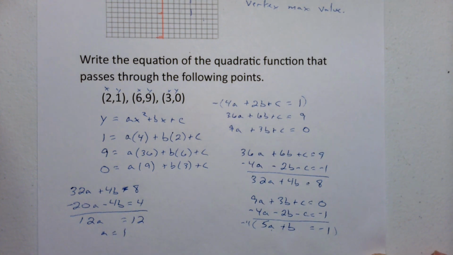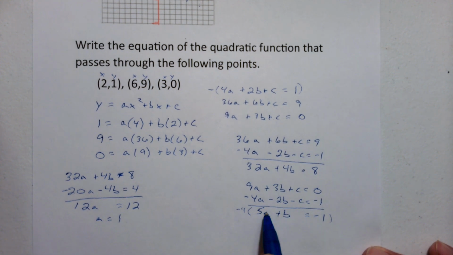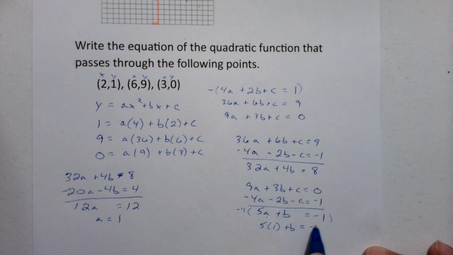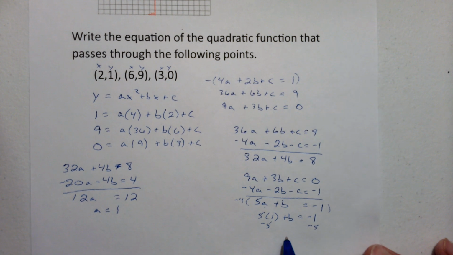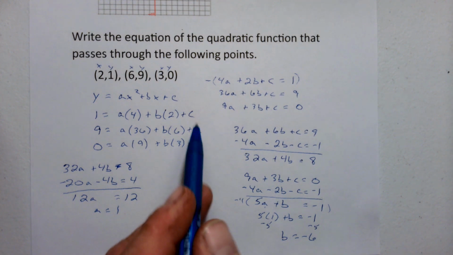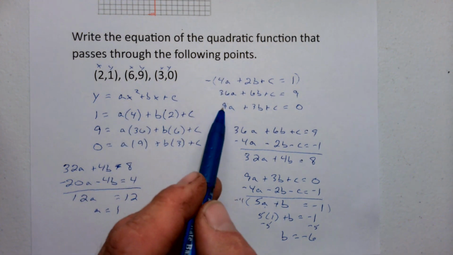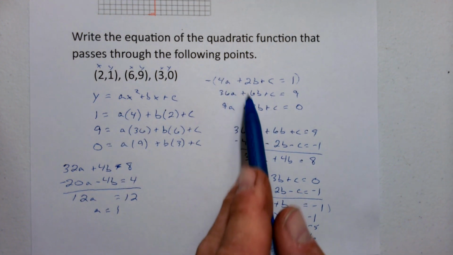Well, if a equals 1, we can come over here and we can solve for b. We know that 5 times 1 plus b has to equal -1. So we found out a had to equal 1 over here. Solving for b, we can multiply our 5 and our 1, which we get 5. If we subtract 5 from both sides, we know that b has to equal -6. So now we have our a value, we have our b value. Now we can come up to one of our originals to find our c. Doesn't matter, again, which one we use.